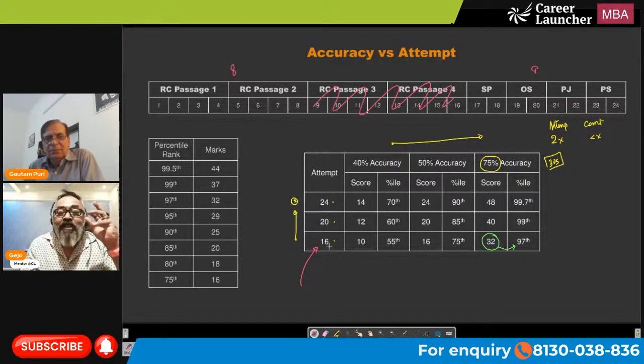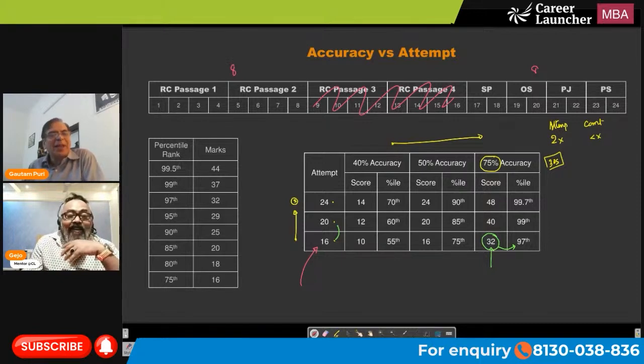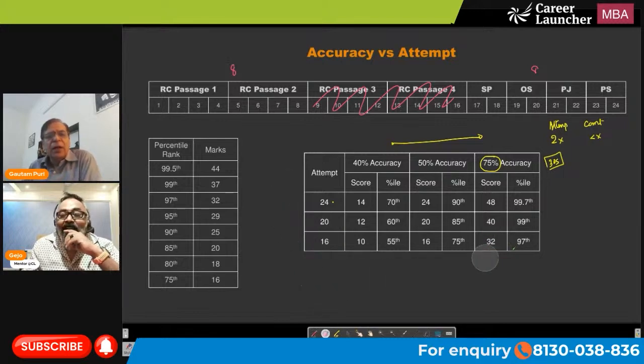I have a different question. If after attempting 16 questions, you are able to get every single question correct, why don't we attempt 4 more? I was about to say the same thing. If you have that strength, you can definitely look at increasing your attempts. Look at it this way: 16 questions, 75% accuracy. If I do 24 questions, even with 60% accuracy, I'm likely to be better off.